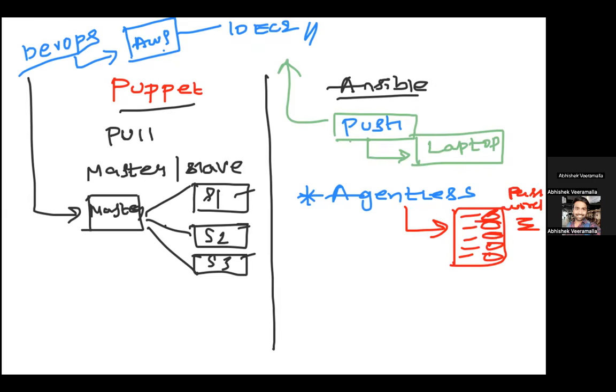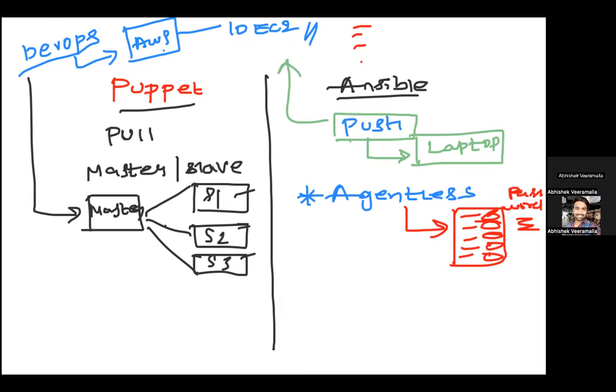So in general, what you have to understand is you don't have to do any configurations on your agents, or rather in Ansible there is no concept of agents. But just for your understanding, if you are comparing Ansible with Puppet, in Puppet you have to do some configurations on the agents. That is, you have to configure a master slave architecture.